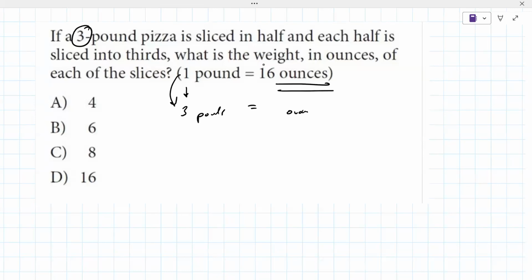How do you go from 1 to 3? 1 times 3. So what are you going to multiply 16 by? 3. Yes. What is 16 times 3? 48. Okay. So imagine you're starting out with a 48-ounce pizza. Now follow the instructions here. It's cut in half, and then each half is sliced into thirds.